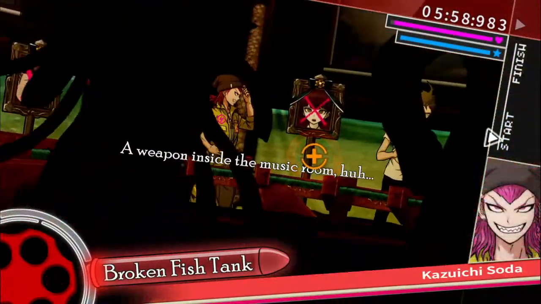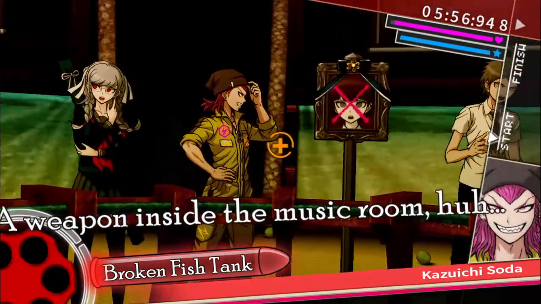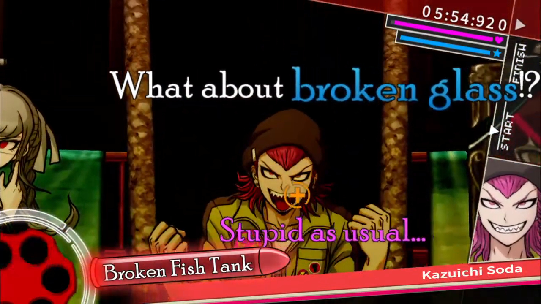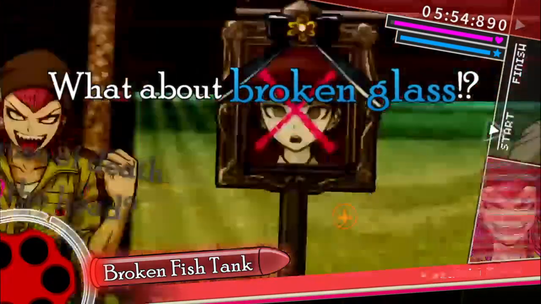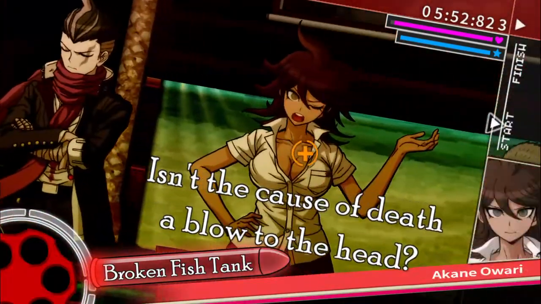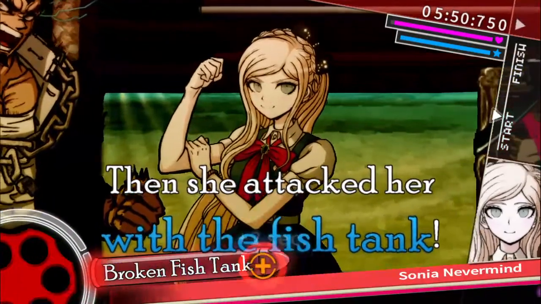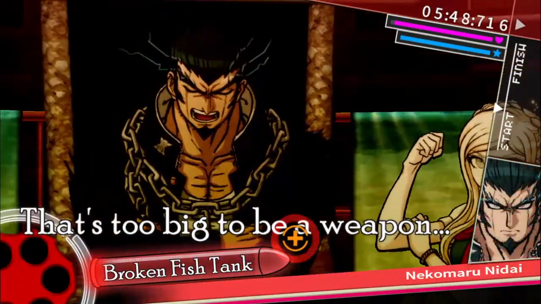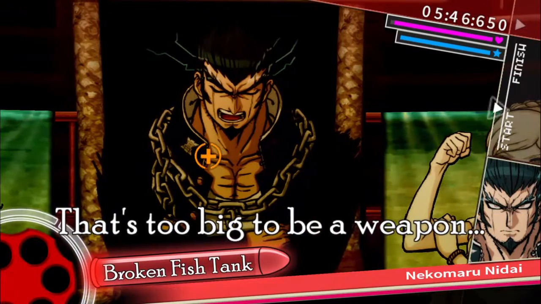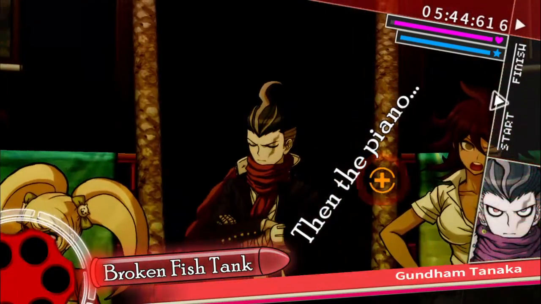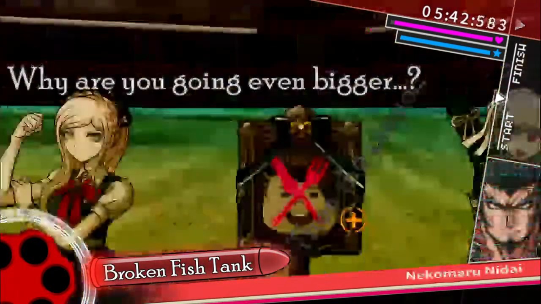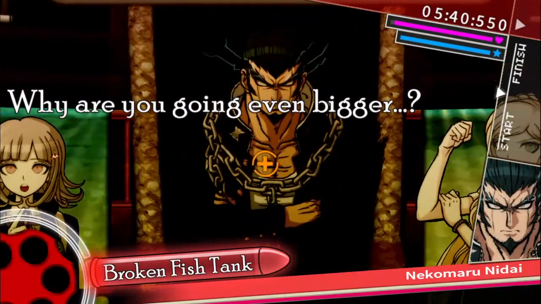A weapon inside the music room, huh? What about broken glass? Isn't the cause of death a blow to the head? Think you talked her with the fish tank. That's too big to be a weapon. Then the piano. Why are you going even bigger?